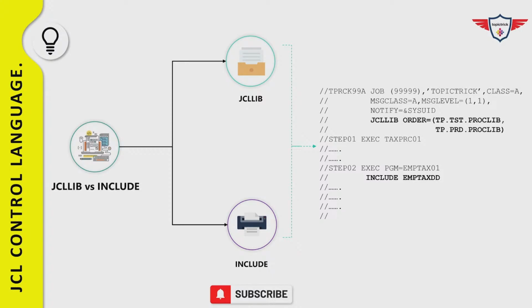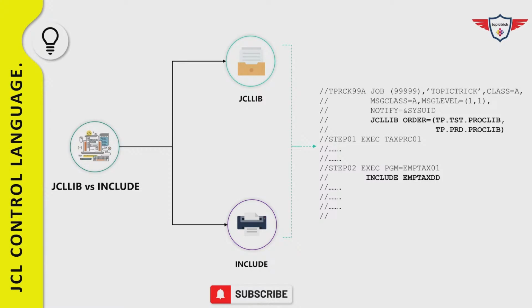So in a nutshell, the JCLLIB statement lets you identify the libraries as private procedure libraries that the system should search to find a specific catalog procedure that you are trying to invoke from the JCL. And in case you have more than one PDS and you want to specify the search sequence, you can also do that with the help of the ORDER keyword. So you can use JCLLIB followed by a space and then ORDER, and after that you can specify the PDS in the sequence in which you want the system to search.